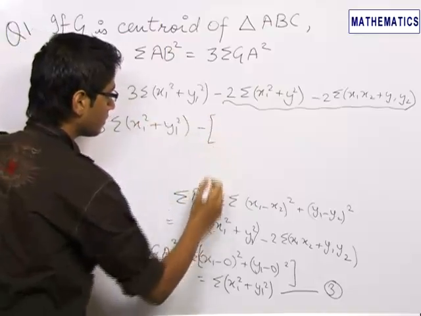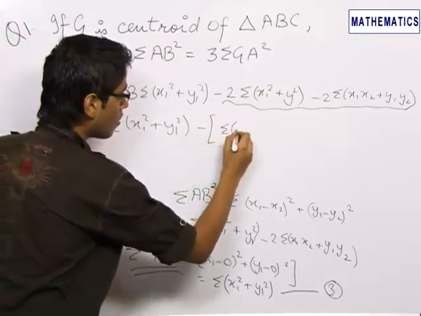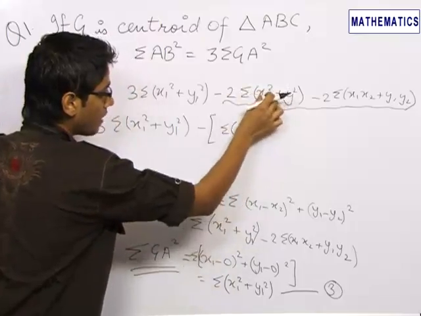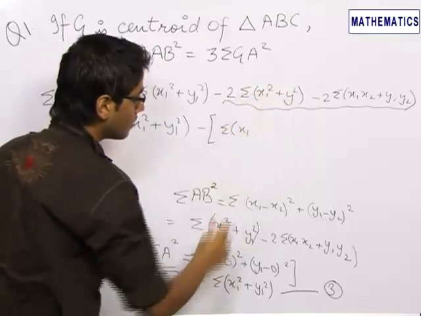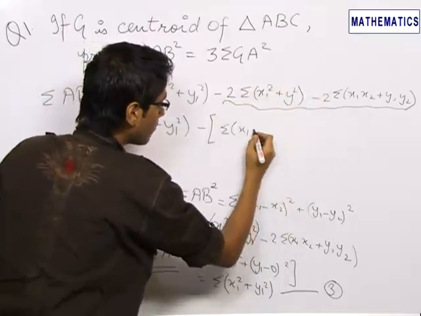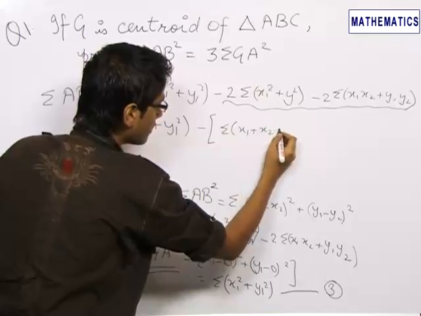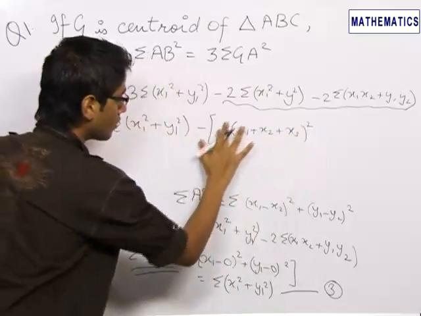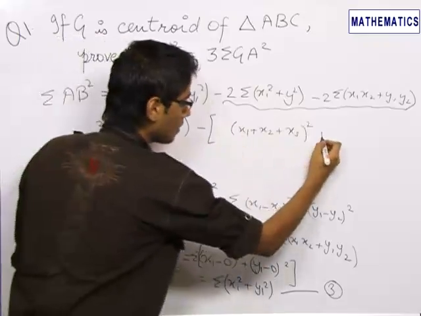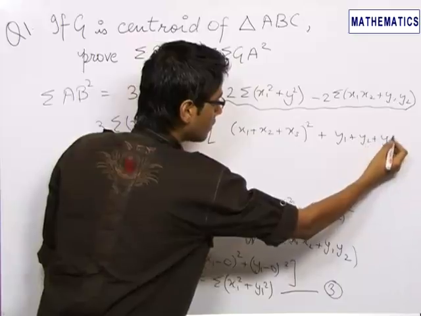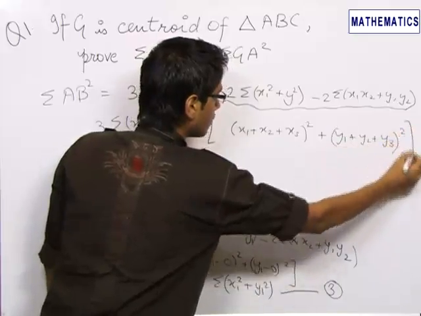minus sigma of, we can split this 2 times sigma of x1 square plus y1 square as, this whole term becomes sigma of x1 plus x2 plus x3 whole square, not sigma, plus y1 plus y2 plus y3 whole square.